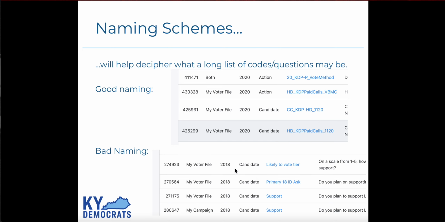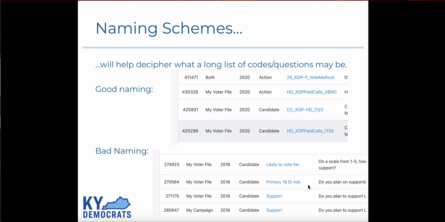Coming down here to bad naming, looking at some of the things that we had in 2018, which we'll get to in a moment regarding survey questions. So, likely to vote tier. That one makes enough sense, but it doesn't tell you what candidates for what level or anything like that. It's just likely to vote. Primary 18 ID ask. This is a candidate question. Which candidate is it for? Same with support.